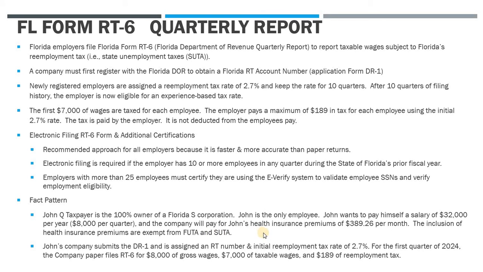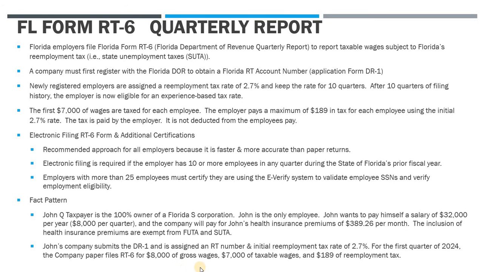And the company is also going to be paying John's health insurance premiums, which are $389 a month. Now, the inclusion of the health insurance premiums in his income is exempt from FUTA and SUTA. So you don't have to pay the unemployment taxes on this inclusion amount. We just paid on the base wage of $8,000 per quarter. Now, John's company submits the DR1, which is the application for that RT number, and he's assigned that initial reemployment tax rate of 2.7%.